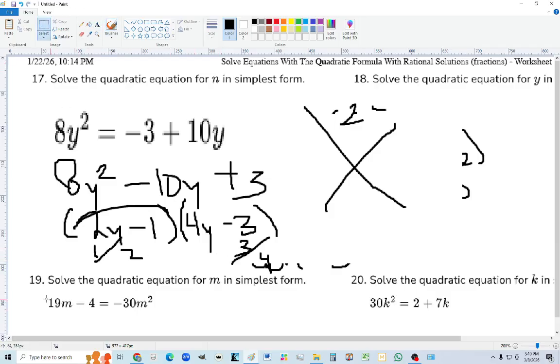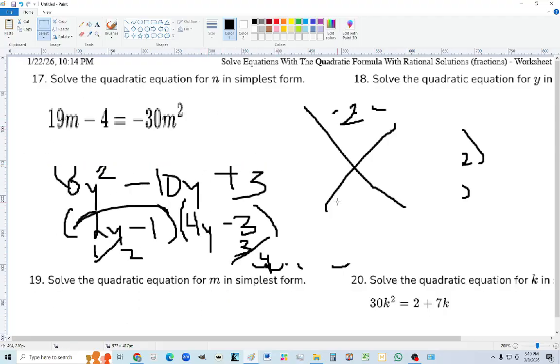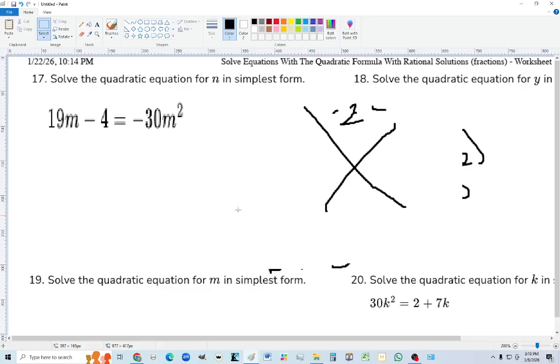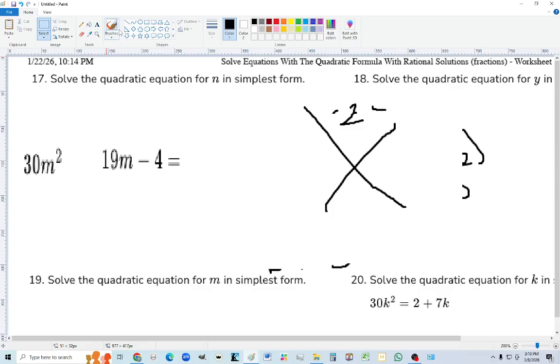Okay, in this one, it's good to bring the 30m squared to the left side because it's negative there. So we're going to add 30m squared to everything here, and now it's going to be equal to 0. And don't forget that there's essentially a positive in front of that. So we're looking for something that multiplies out to minus 120 and adds up to 19.